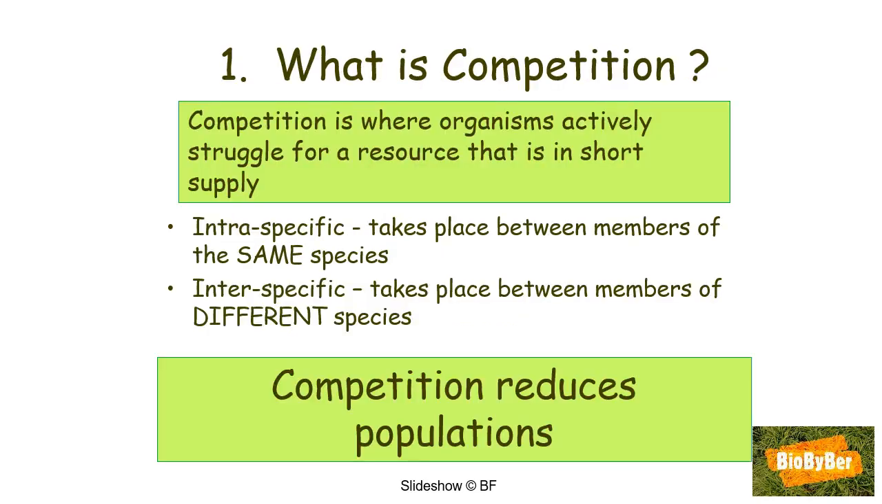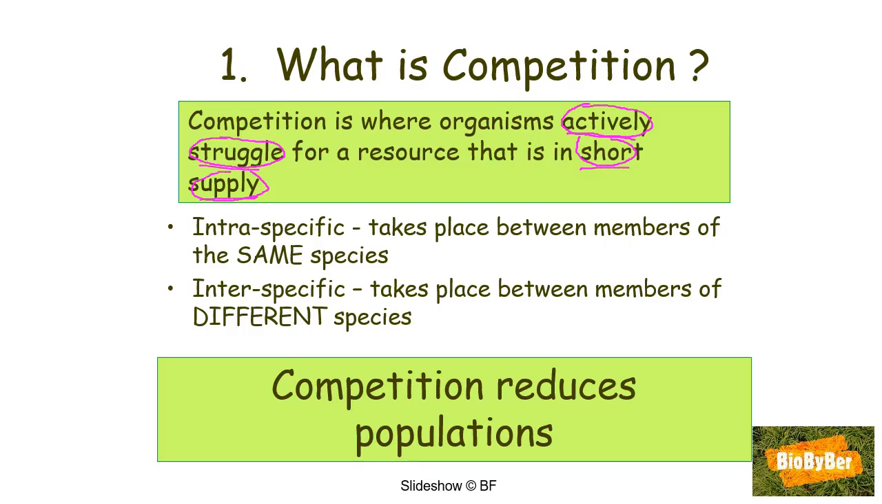What is competition? The first factor that affects population numbers. Competition is where organisms actively struggle for a resource that's in short supply. We have to be very careful here. If you're asked the definition of competition in the exam, you have to include the key words of actively struggle for the resource that is in short supply. If you leave out these key points, you might not get full marks.